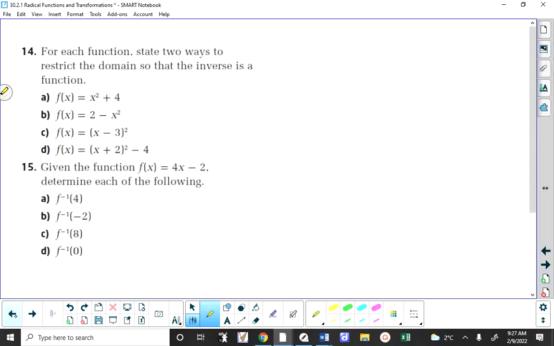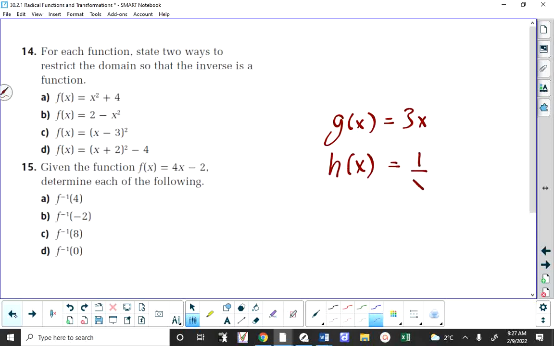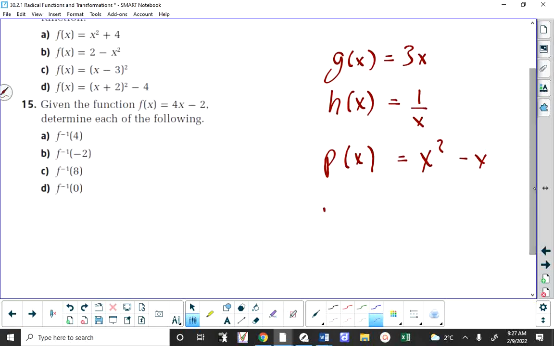So if I gave everybody these functions, g of x equals 3x, h of x equals 1 over x, and p of x equals x squared minus x. You have a catalog of functions, and I'll get to your question in a second. And I say to you, if that's the case, determine h of 4.